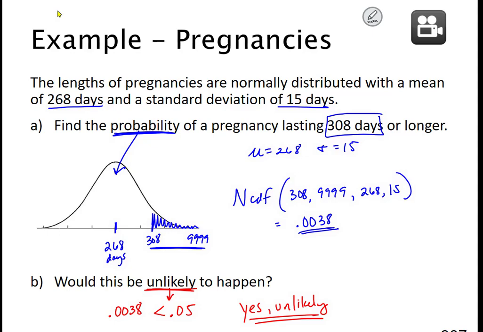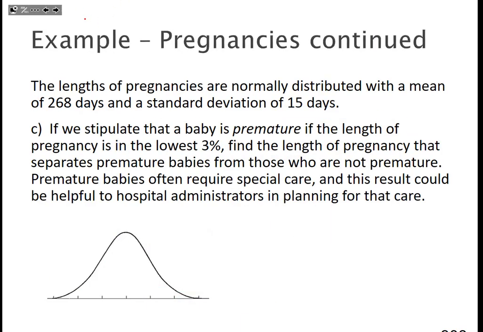Now look at the opposite type of situation. Still talking pregnancies, babies. The lengths of pregnancies are still normally distributed with a mean of 268, standard deviation of 15 days. But this time we're stipulating that a baby is premature if the length of pregnancy is in the lowest 3%. Find the length of pregnancy that separates premature babies from those who are not premature. Premature babies often require special care, and this result could be helpful to hospital administrators in planning for that care. So how many days would represent the lowest 3% of premature babies?